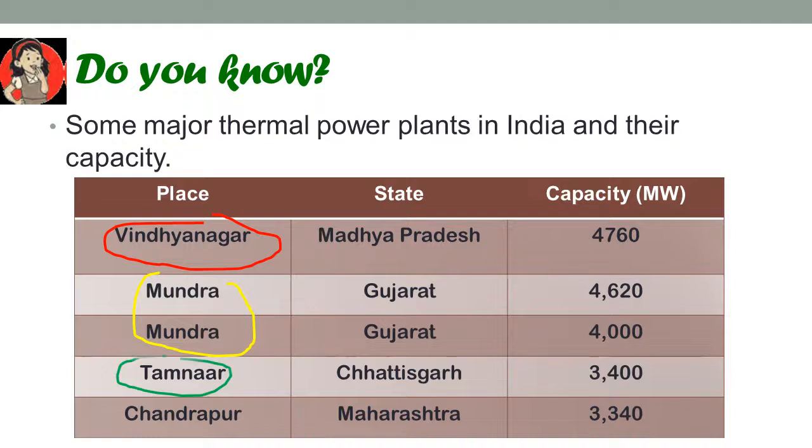And in Tamnar, which is in the state of Chhattisgarh, about 3400 megawatt electricity is generated. And in Chandrapur, which is in the state of Maharashtra, 3340 megawatt electricity has been generated. So these are all the power stations which are there in India.